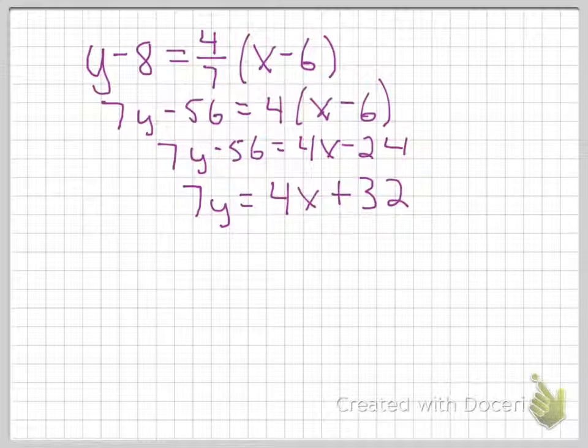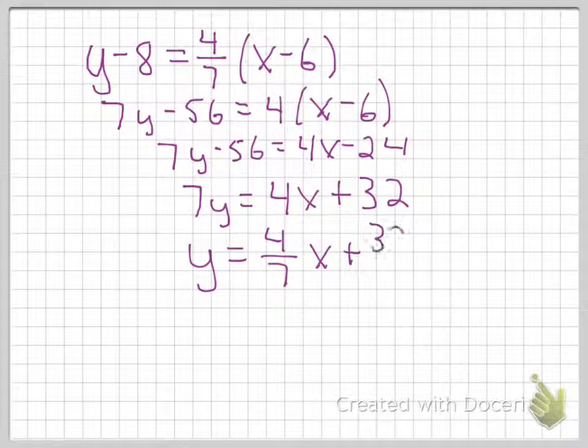Now dividing every term by 7 will give us y equals 4/7 x plus 32 over 7. So our line has slope 4/7. We knew that from a long time ago, and its y-intercept is 32 over 7.